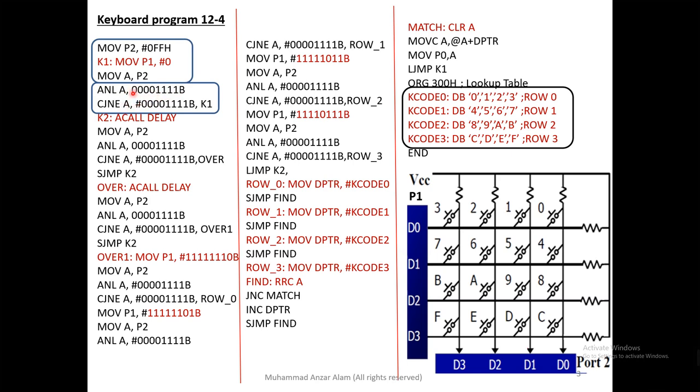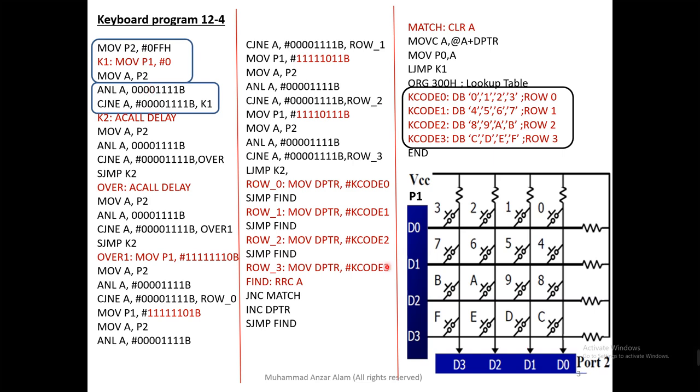Because we are performing the AND logic, the accumulator will have the same value, 1111. And when we use this compare and jump instruction, because the accumulator has the value 1111 and this value is also 1111, there is no change. Compare and jump if not equal. So the accumulator value and this value are equal. If these values are equal, what will happen? Will it jump to K1? No, it will not jump to K1. It will execute the next instruction.